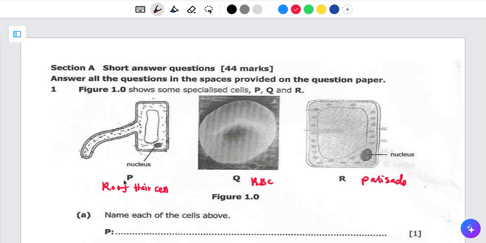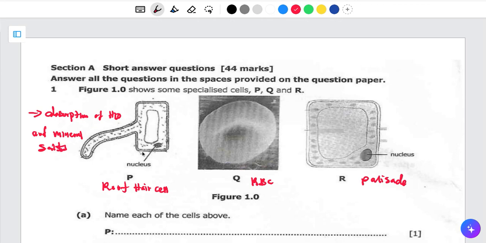So let's start with the root hair cell. What is the function of the root hair cell? This root hair cell absorbs water from the ground and minerals. So absorption of water, H2O, and mineral salts.